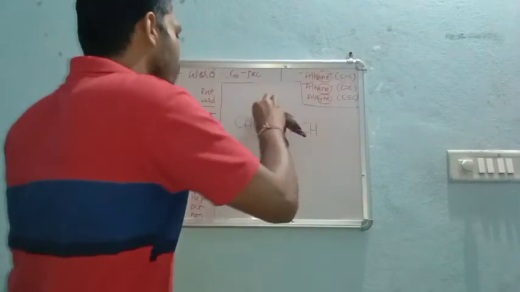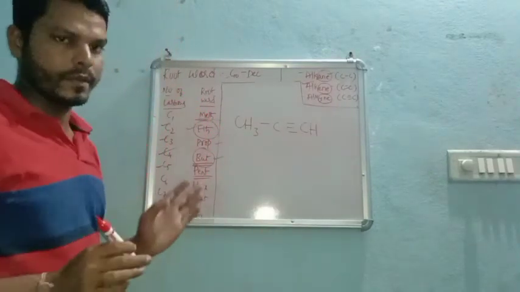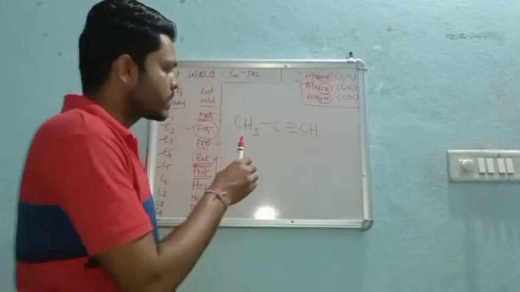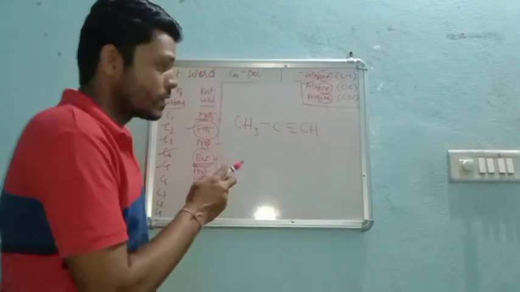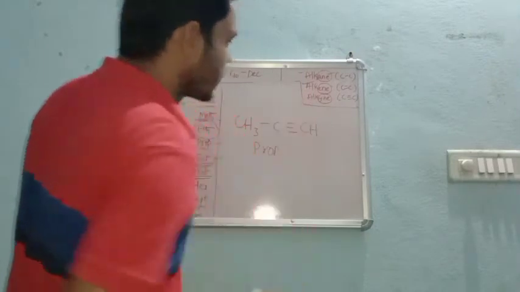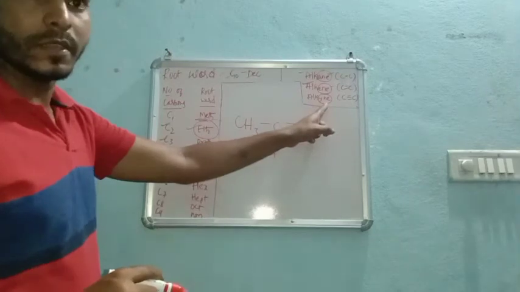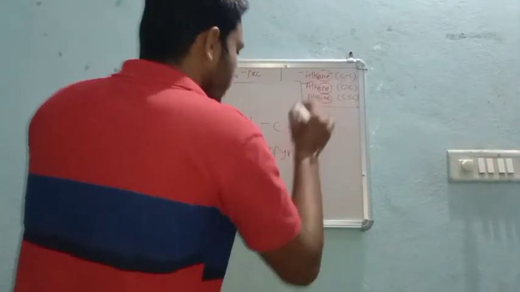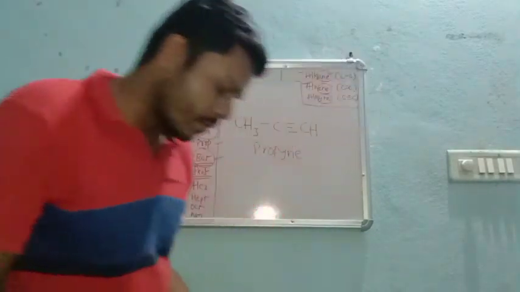Now we can name this compound, because the given compound is correct. So count the number of carbon atoms first. 1, 2, 3. 3 means what do we have to use as a prefix? Pro, right? And there is a presence of triple bonded unsaturation. For triple bonded unsaturation, again I directly write YNE. That means propyne. Like this, we can name simple organic compounds.